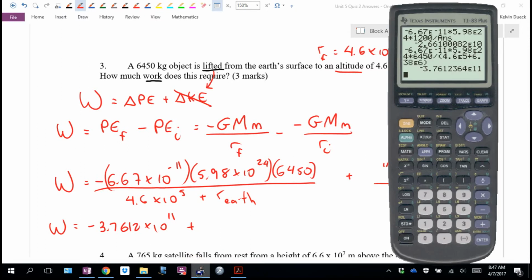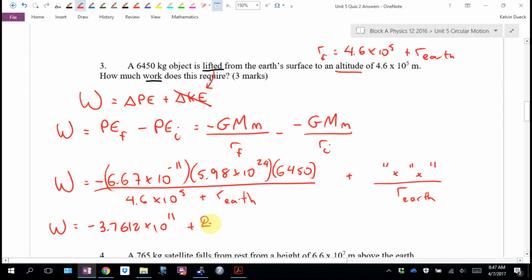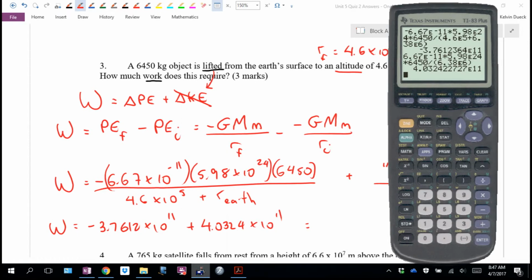And then it's going to be plus, so I delete the negative. That gives 4.0324 times 10 to the 11th. Take away 3.7612 times 10 to the 11th, and you get 2.71 times 10 to the 10th.